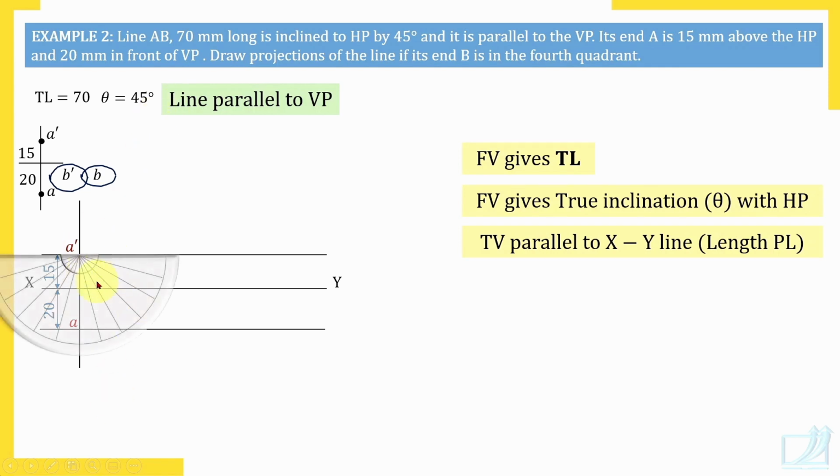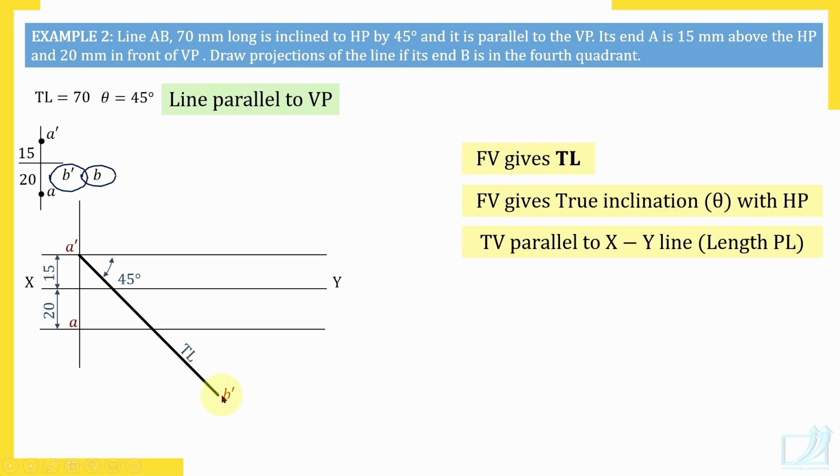But wait, we are measuring this angle in downward direction. This way. In the last problem, if you remember, we had measured 45 degrees upwards, and here it is downwards. Why? Because we want B dash below XY line. So this is how we got B dash below XY line. This length A dash B dash is front view 70 millimeter long and at 45 degrees. So this is the front view. You should make it dark.